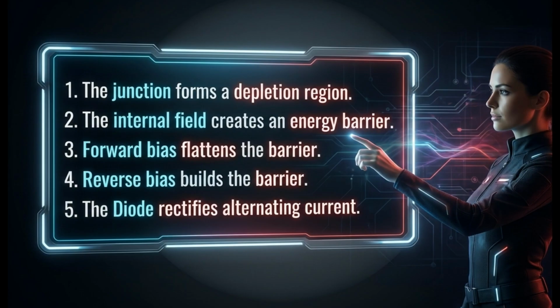In summary, the junction forms a depletion region with an internal field as an energy barrier. Forward bias flattens the barrier, while reverse bias builds it, enabling the diode to rectify alternating current.